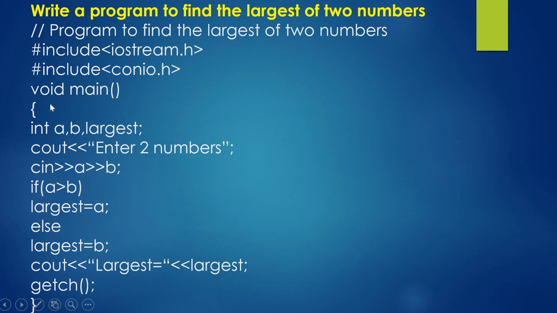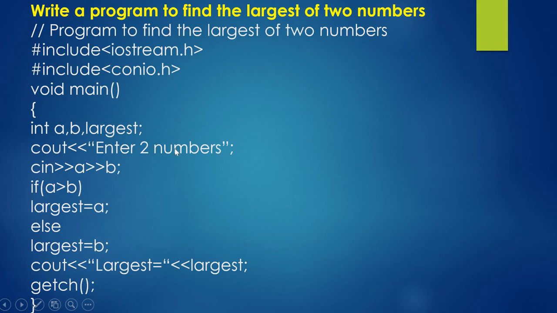Then void main. Then we need to declare the variables. But here how many inputs do we require in this program? Largest of two numbers, so we need two inputs. And one more variable we are using, that is largest. It is for storing the largest value. So we need to declare how many variables? Three variables. Two inputs and one variable for storing the largest value.